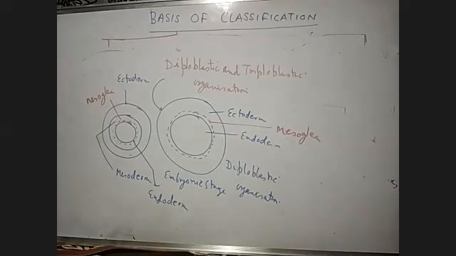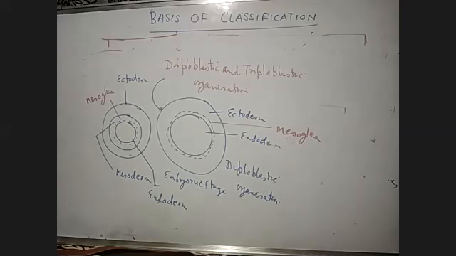When you classify, when you write the characters of an animal, we have to write whether the animal is diploblastic or triploblastic, and whether it has a cellular level of organization, tissue level of organization, or organ level of organization. Heart will be closed type or open type. Digestive system is incomplete or complete. All these characters we have to mention when you describe one class of animal. Remember that.